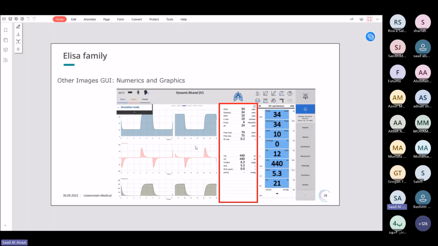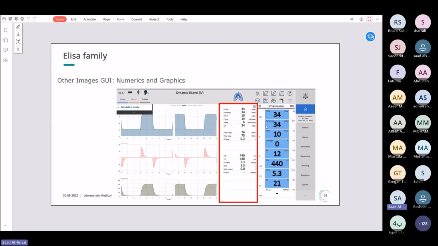As you see here in the main screen, we have the numeric and the graphic screen. You have up to 10 pages you can select by your finger move. On the left side, you have the waveforms, the three types of waveforms: pressure, volume, and flow.